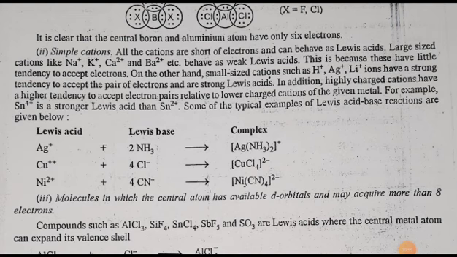On the other hand, small-sized cations such as H positive, Ag positive, Li positive ions have a strong tendency to accept a pair of electrons and are strong Lewis acids. In addition, highly charged cations have a higher tendency to accept electron pairs relative to lower charged cations of the given metal.